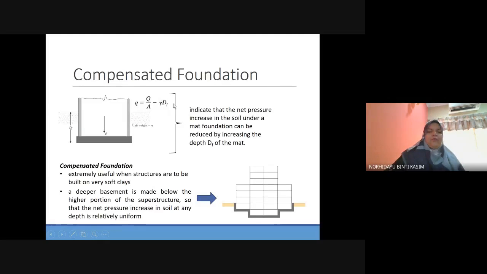Okay, now we move to compensated foundation. Our class finishes at 11:30, right? So we have another 30 minutes. Let's finish the slides. Compensated foundation.